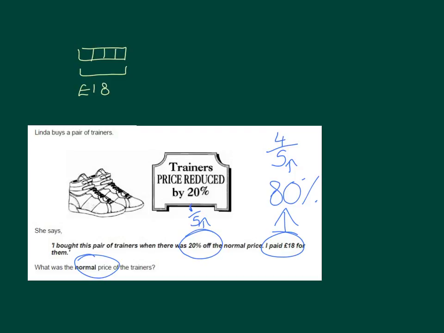18 divided by 4, so half it and half it again. So 18 divided by 2 is 9. 9 divided by 2 is £4.50. So 1 block by itself will be £4.50. Well, that's 5 blocks, isn't it? And 5/5 would be 100%. So if 80% is £18, 20% will be £4.50. So all I've actually got to do now is add £18 and £4.50. 18 add 4 is 22, add the 50 pence. I'm looking at £22.50. Problem solved.